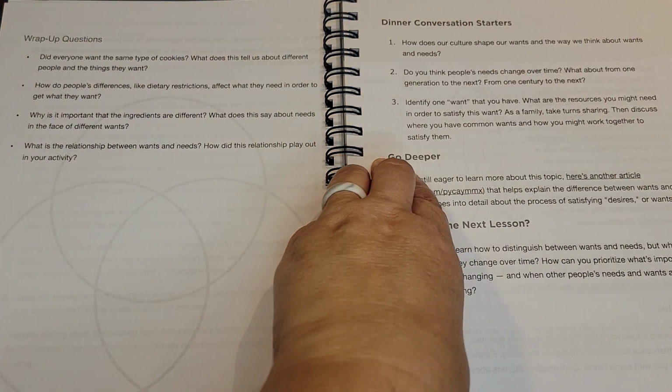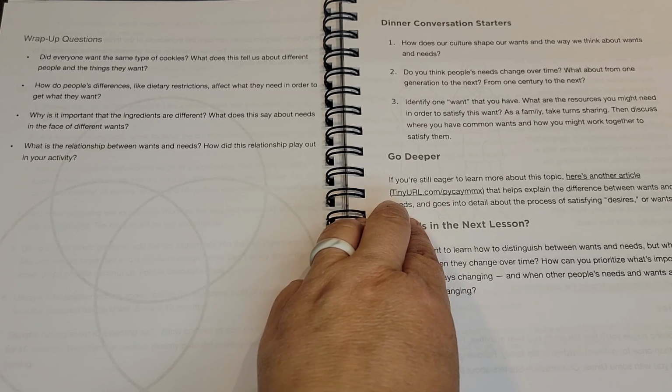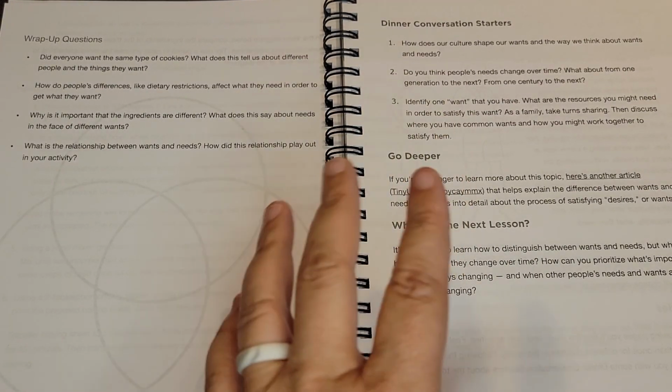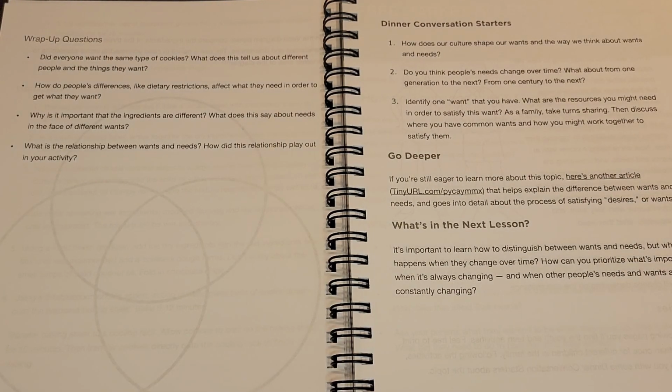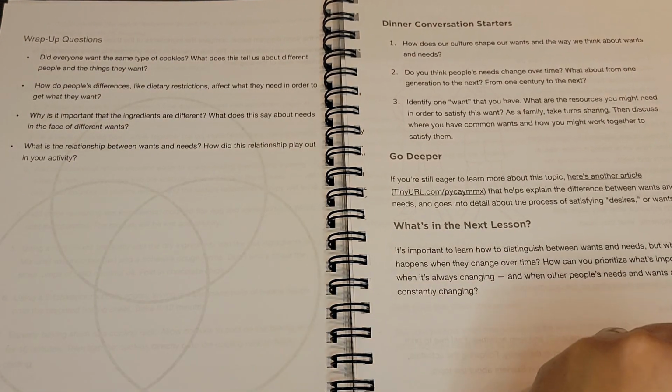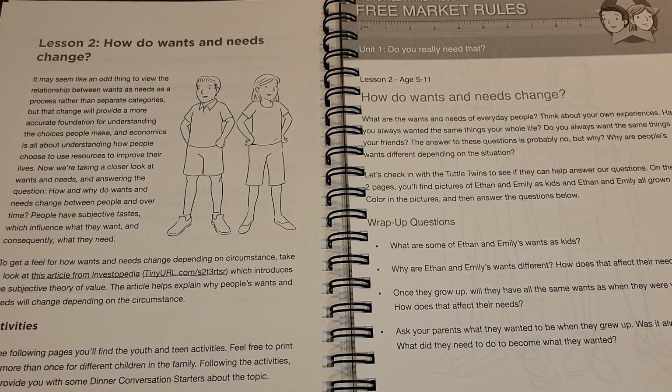Also, they have these go deeper sections, and they provide us with wonderful websites to print out articles or more information. Now, for these articles that I have printed out thus far, they are pretty deep. So they're not normally your general run-of-the-mill articles. They do address these concepts in a much deeper way. And then we have what's in the next lesson, and we go to lesson 2.